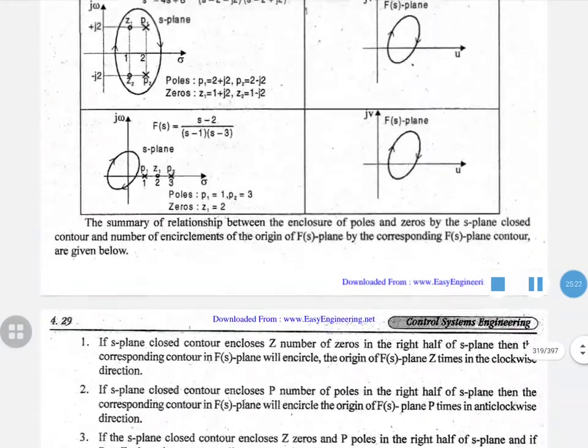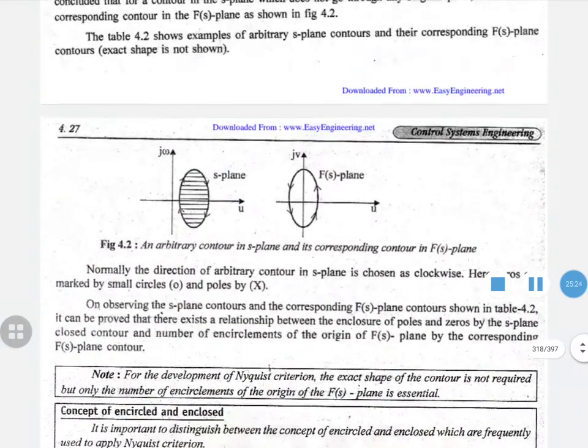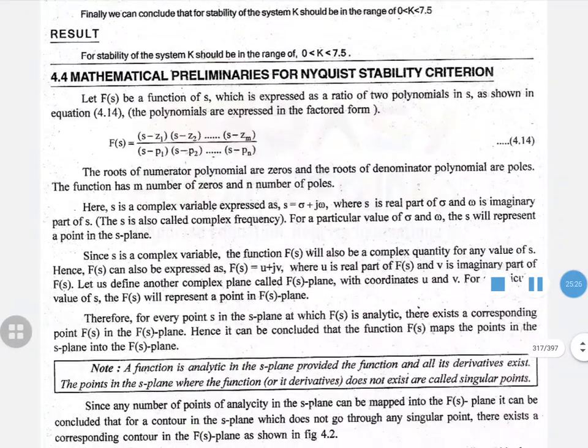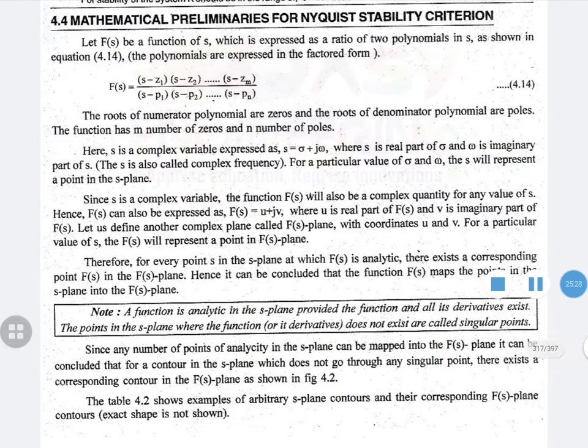Okay. So what we have seen is we are learning a new stability criterion, which is the Nyquist Stability Criterion. What is its purpose? It is a famous, predominant stability predicting method when the system is analyzed in the frequency domain.